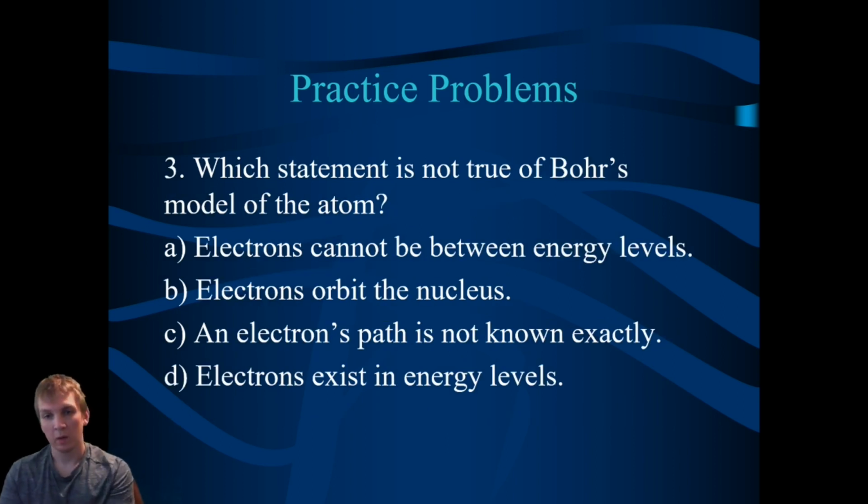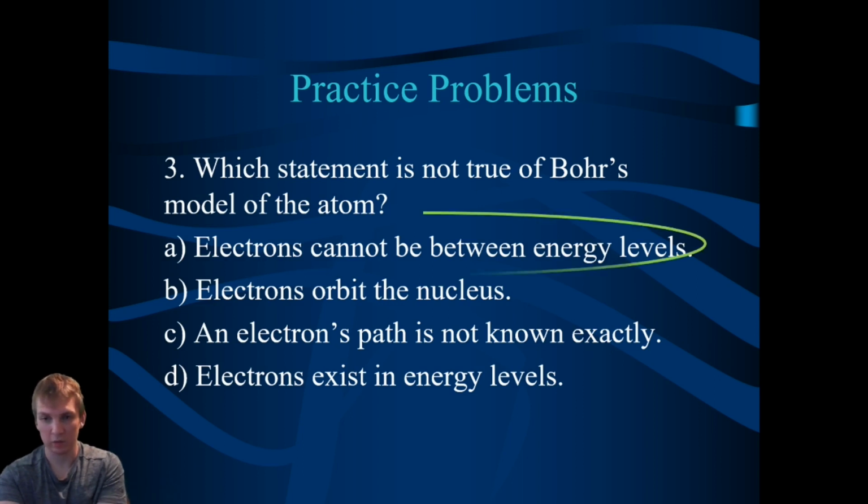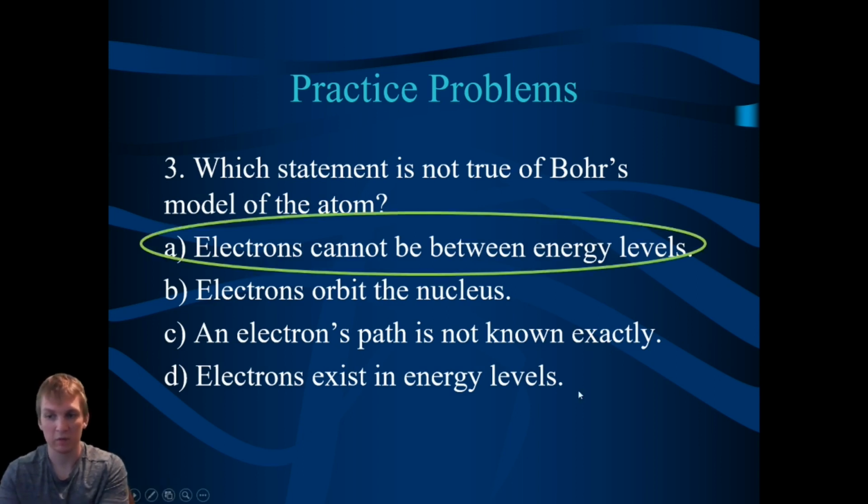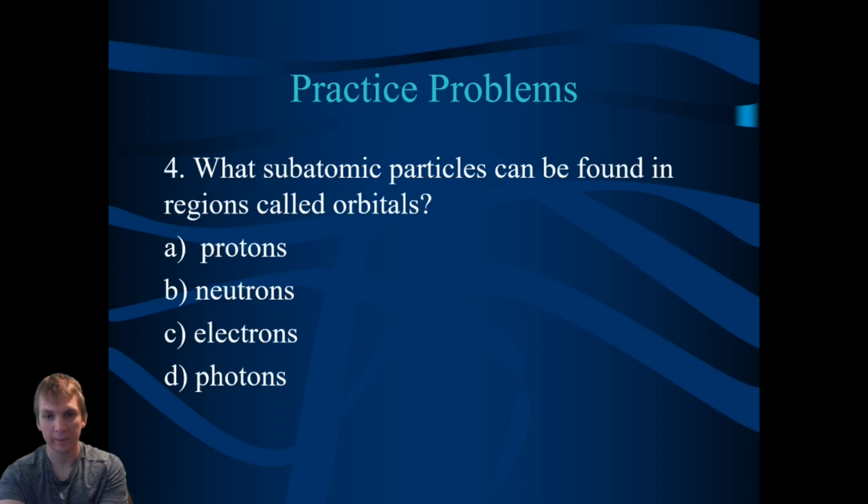Number 3, which statement is not true of Bohr's model of the atom? Electrons cannot be between energy levels, electrons orbit the nucleus, an electron's path is not known exactly, or electrons exist in energy levels. Niels Bohr's model is not true in the sense that electrons cannot be between energy levels. They can and often are in between energy levels. They hop between the two, so they form that cloud.